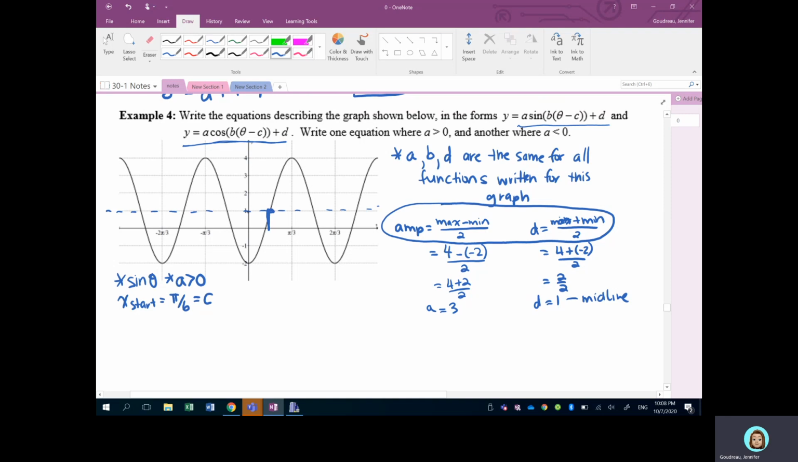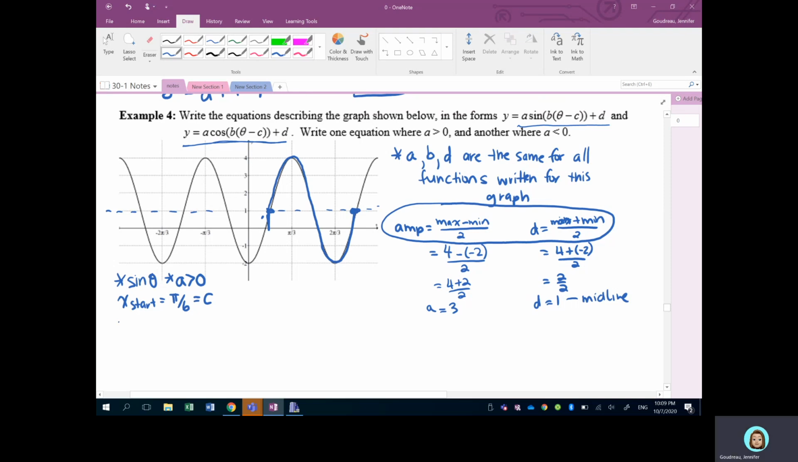Normally, cosine starts at the midline right on the y-axis. This one starts at the midline over here. It has been shifted over pi over 6 units. So our X start is our C value. Okay, let's follow through one complete cycle. Up to the maximum, down through the midline, down to the minimum, back to the midline. There is one complete cycle.